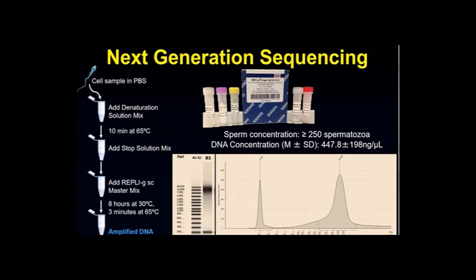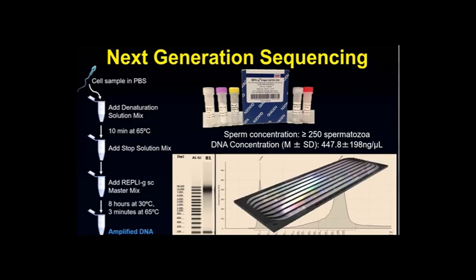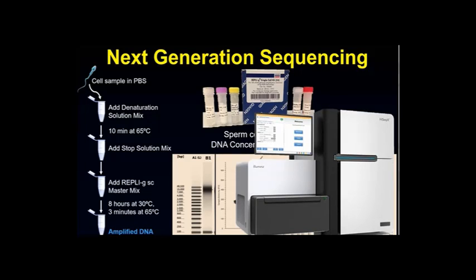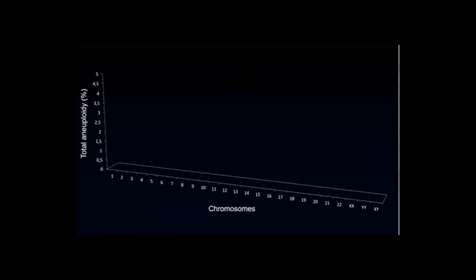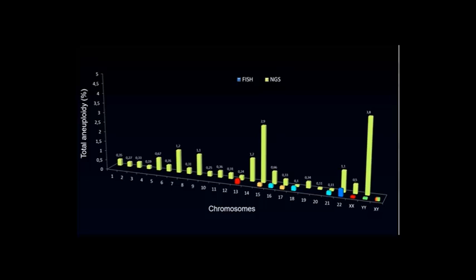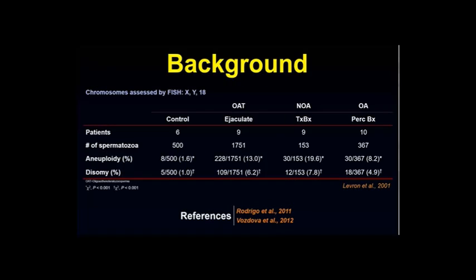Next-generation sequencing is a more thorough and accurate technique for genetic evaluations. Once extracted and amplified, spermatozoal DNA can be assessed for not only aneuploidy, but the presence of gene mutations. Here we can see that when we compare the sperm aneuploidy assessed by FISH, depicted in various colors, to the assessment by NGS, shown here in green, there is a dramatic difference, demonstrating the sensitivity of NGS.